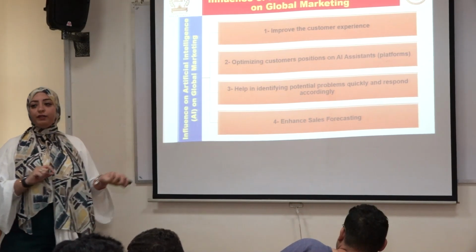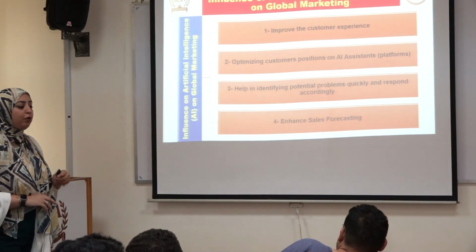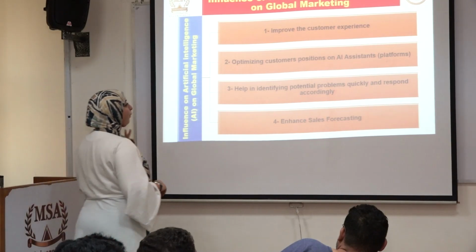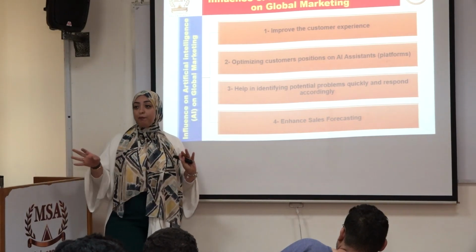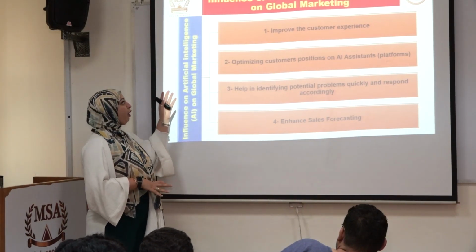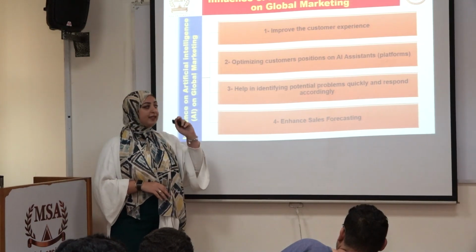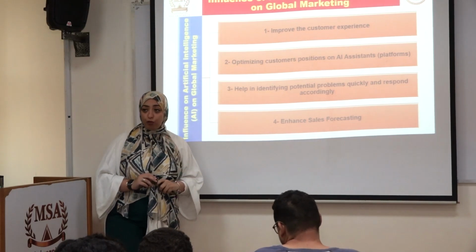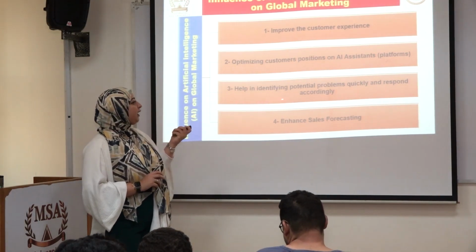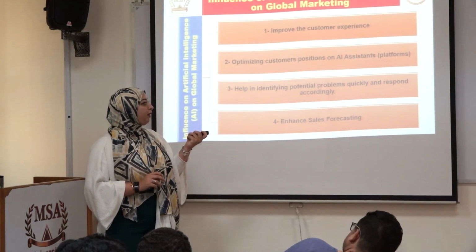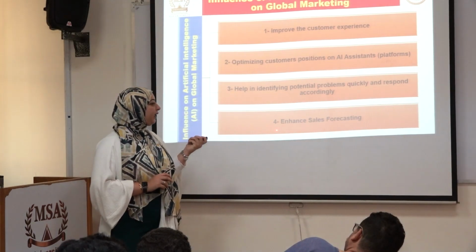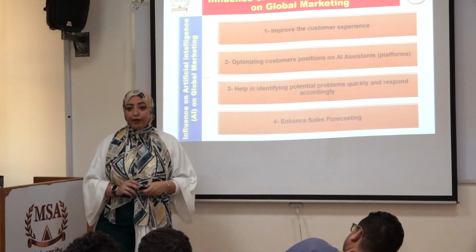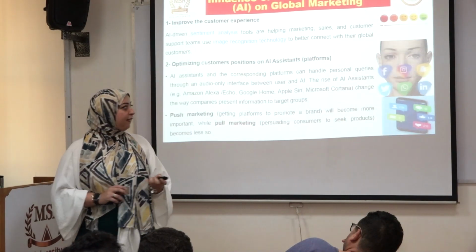How did artificial intelligence influence international marketing so far? In 4 main things. It might develop more than that, okay? Starting from improving the customer experience, and then optimizing the customer's positions on the AI platforms, helping in identifying potential problems quickly and responding accordingly, and enhancing the sales forecasting as much as possible.